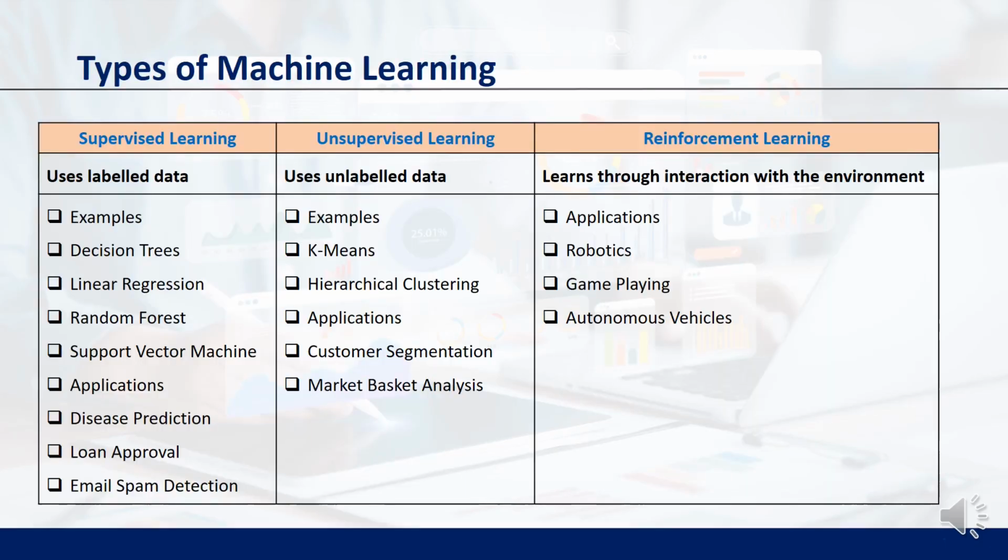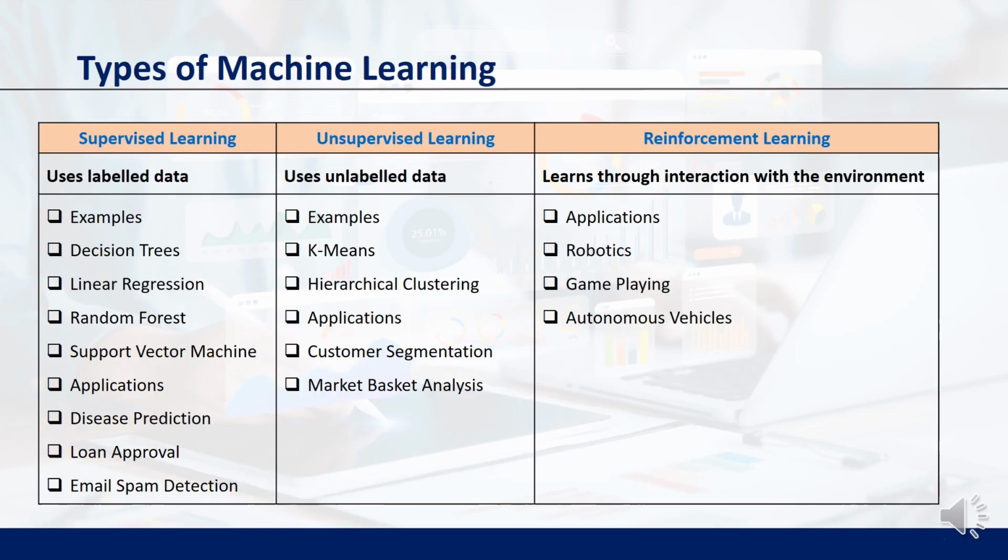The types of machine learning. Machine learning can broadly be classified into three categories shown in the slide. One is supervised learning, then unsupervised learning, and reinforcement learning. So let us briefly understand each one. Supervised learning is learning which uses labeled data. That means the input data is accompanied by the correct output or target. Examples: decision tree, linear regression, random forest, and support vector machine. The applications include disease prediction, loan approval, and email spam detection.